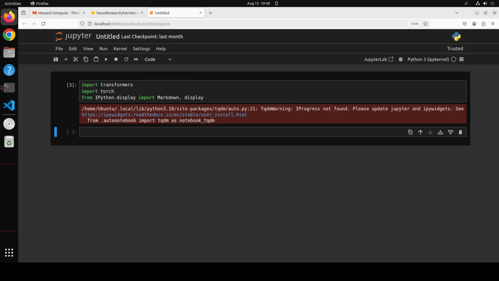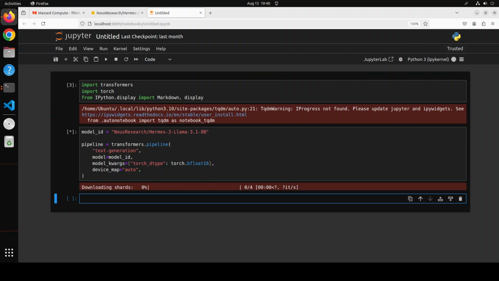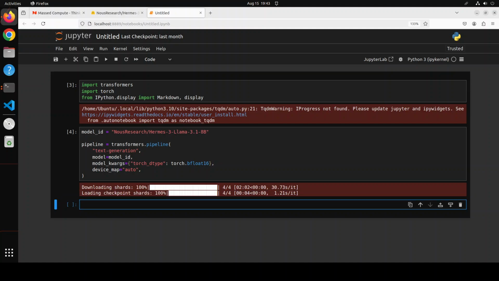I have imported the libraries which we have installed. Next up, let's get our Hermes 3 Llama 3.1 model through the pipeline of transformers, and that is going to download the model plus its tokenizer. It is now downloading the shards, so let's wait for it to finish. And the model is downloaded with its tokenizer.